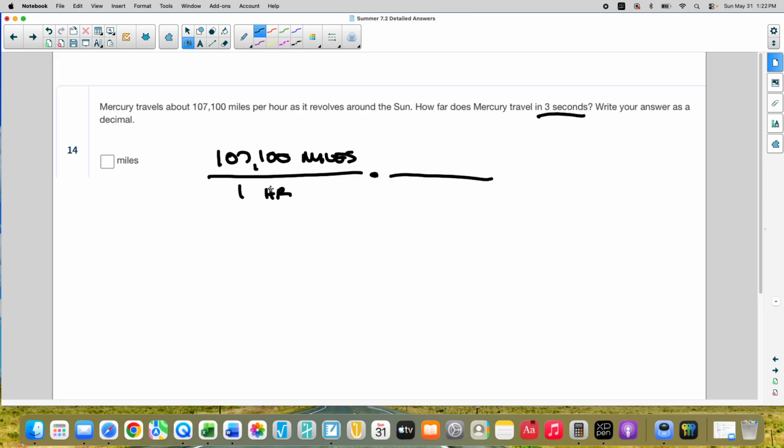What's going to get rid of hours in the denominator? Yeah, hours in the numerator. And then we can't go from hours to seconds. We'll go hours to minutes. So 1 hour, and that's 60 minutes. 1 hour is equivalent to 60 minutes. We're out of hours because the hour in the denominator and numerator cancel, but I'm in miles per minute.